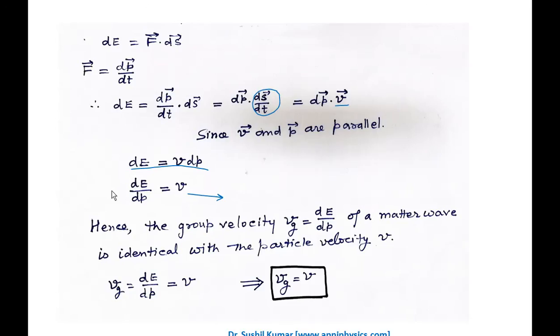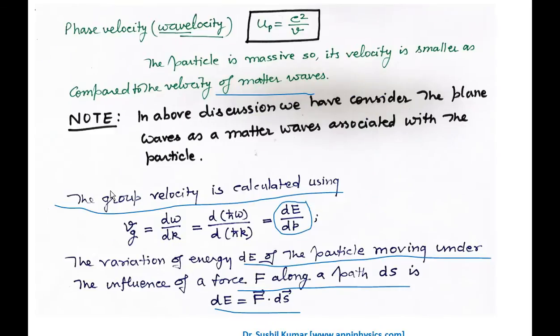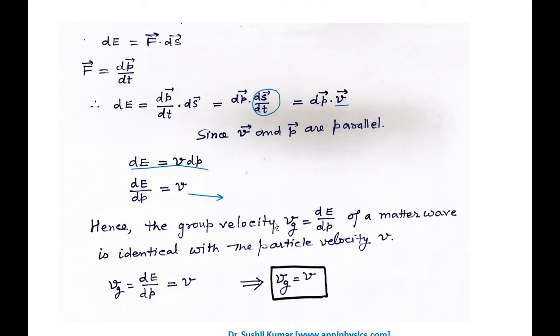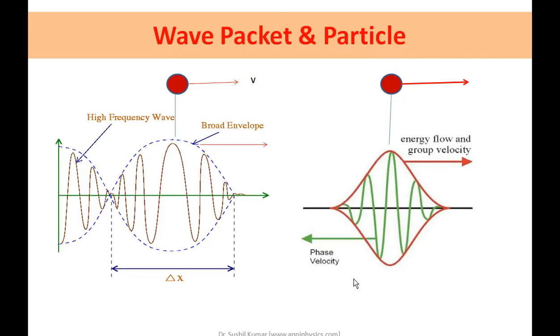Earlier we have defined Vg as equal to dE upon dp, and now from our result this dE upon dp is equal to v, that is the velocity of the particle. So in this way one can see that Vg is equal to v. So group velocity is equal to the velocity of the particle. We have derived a particular result where we have shown that group velocity is equal to the velocity of the particle.